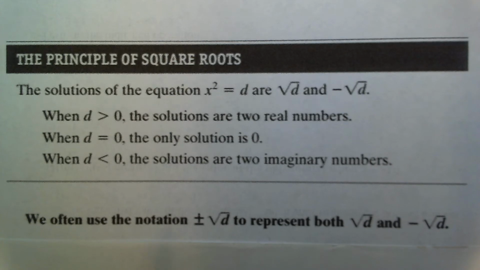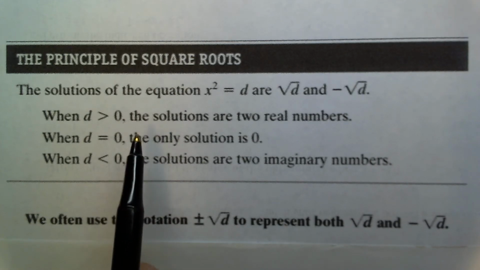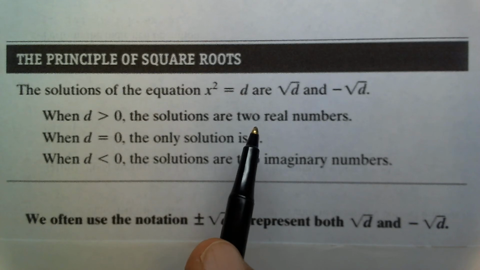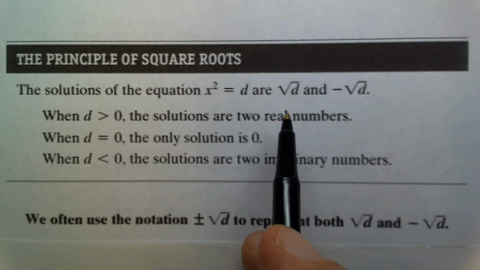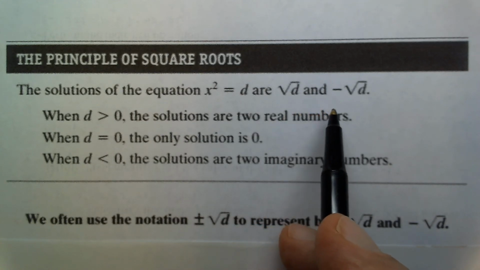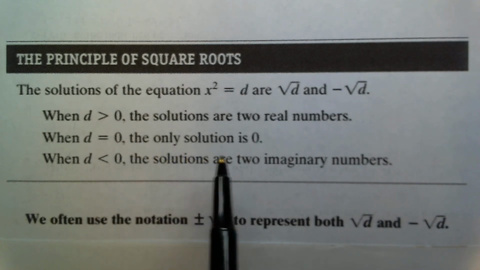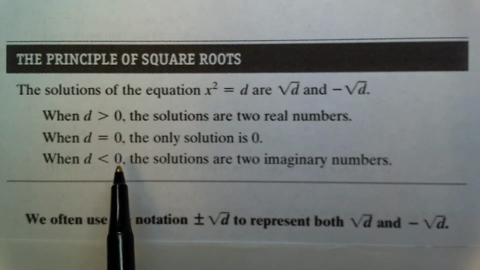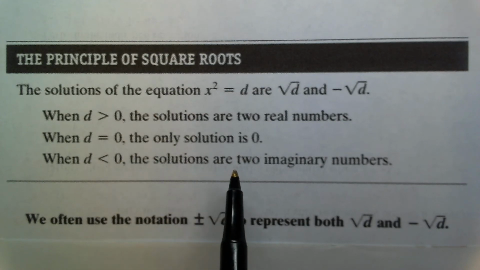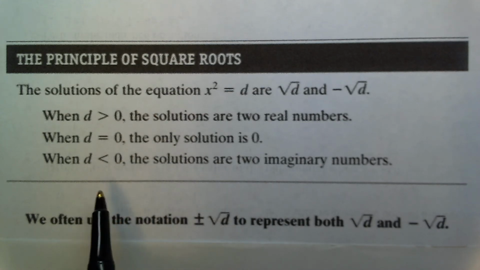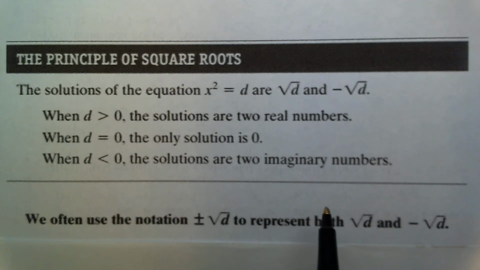Next, we look at the principle of square roots, and that is the solutions of the equation x squared equals d are the square root of d and minus the square root of d. So when d is greater than 0, the solutions are two real numbers. When d is equal to 0, the only solution is 0. And when d is less than 0, the solutions are two imaginary numbers. We discussed that before. Here now we see some applications to quadratic equations.